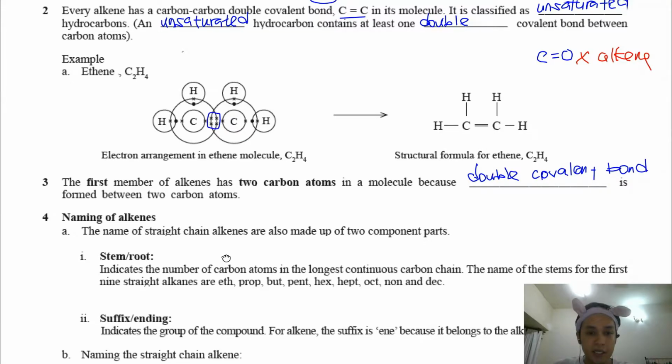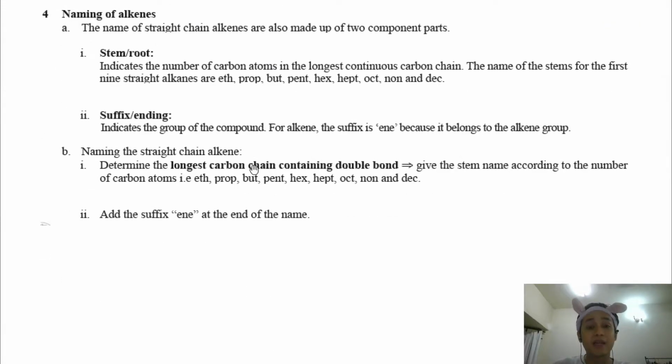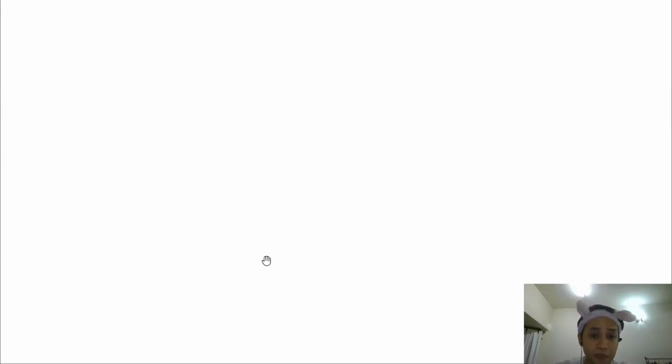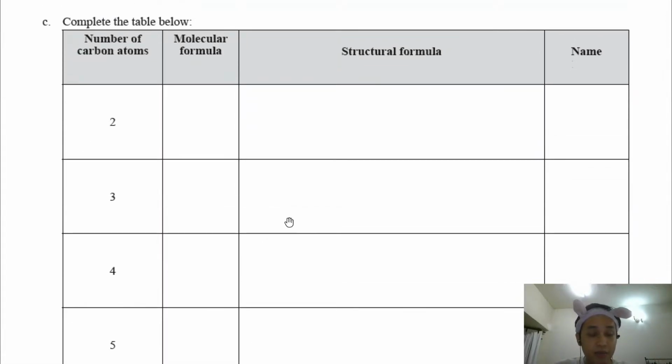Now the naming. The prefix is the same as the one that we learned in alkane, meaning methane, ethane, propane. But since this is about alkene, the name will end in ENE, so it will become ethene, propene, butene, pentene, and so on and so forth. Let's look at the table here. Your molecular formula will depend on the general formula, which for alkene is CnH2n. So you start with 2 carbons.